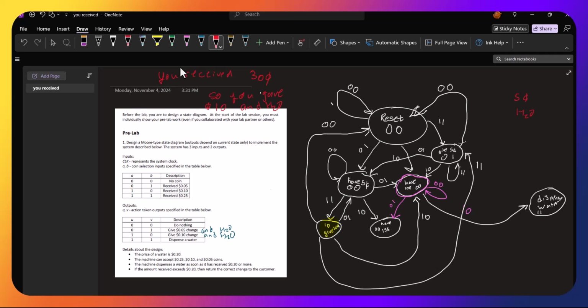Okay, and then do that one, do that one, do that one. So if you have 10 cents and then you got a quarter, that'd be 35. That's not really an option, so we're going to say this is don't care, because we're just going to assume that never happens.